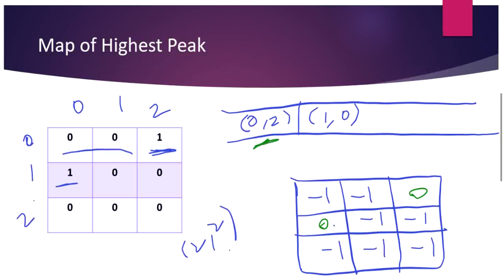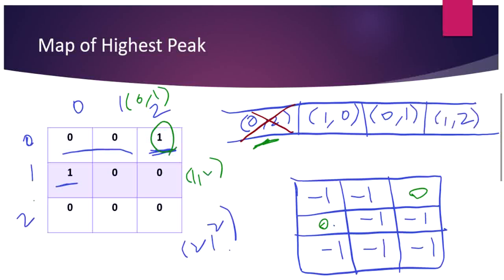Now I'm taking 0 comma 2. 0 comma 2 is here, whose adjacent cells are going to be 1 comma 2 and 0 comma 1. So now I'm going to pull this out from my queue. Since I found the adjacents, I'm going to fill its adjacents with 1 and add them to the queue. So here our queue is going to have 0 comma 1 and 1 comma 2, and fill those positions with 1.